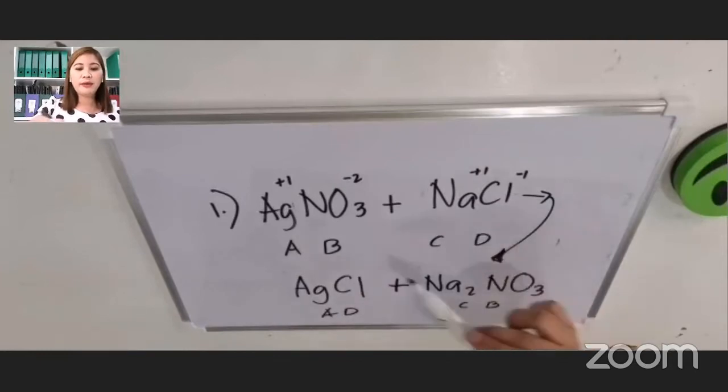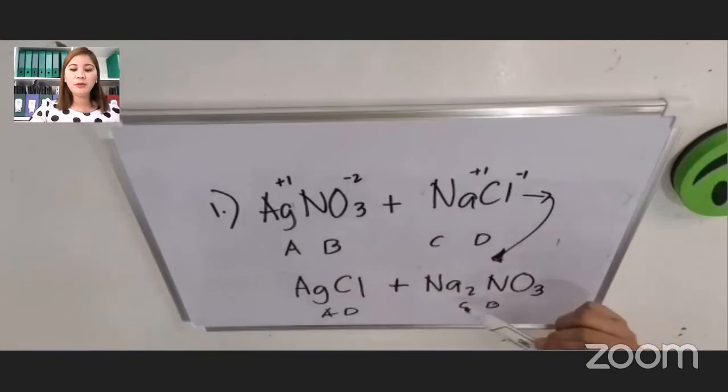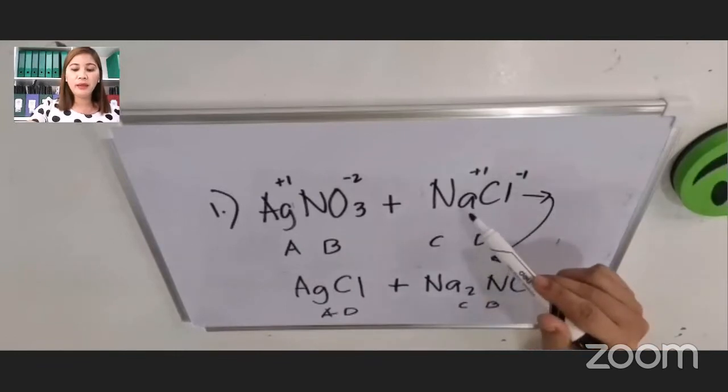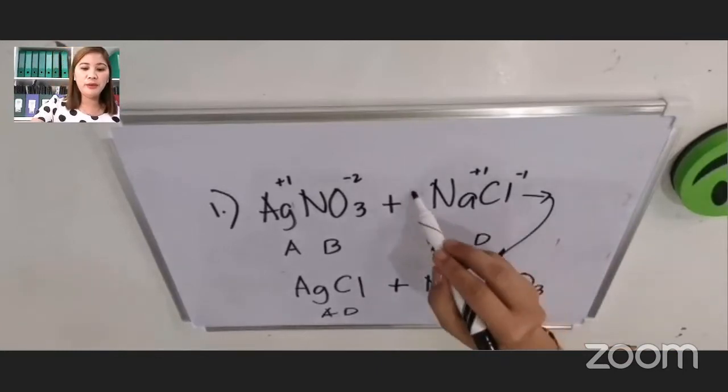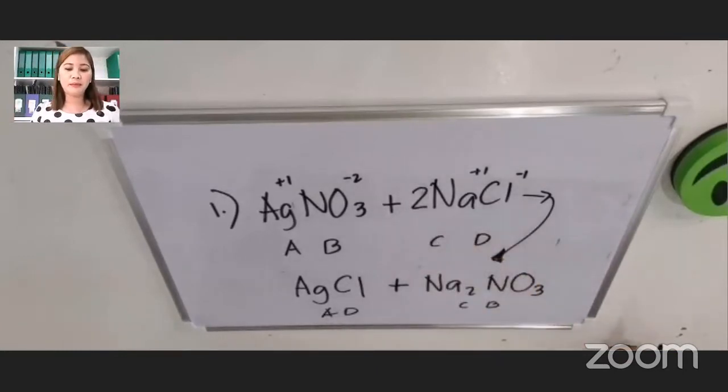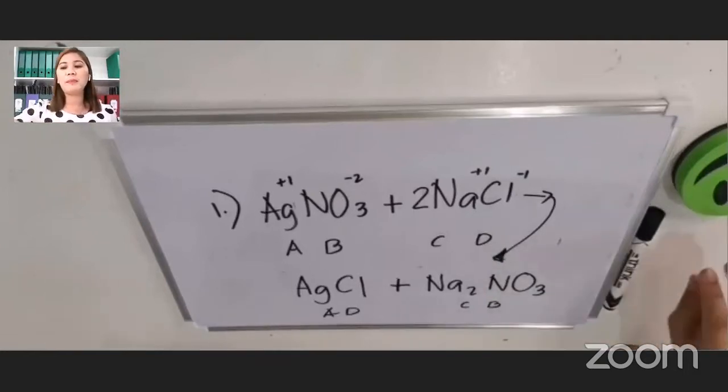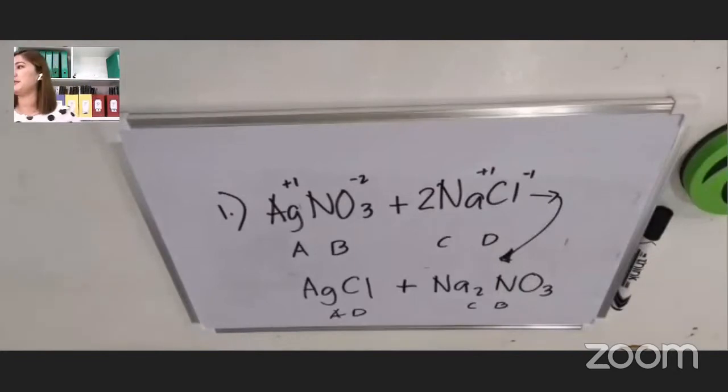Okay. So silver nitrate here is 1, 1. Sodium here is 1, 2. And here is 1. Okay. So lalagyan natin ng 2 dito to make it balanced. Okay. So that's an example of a chemical reaction, double displacement reaction.